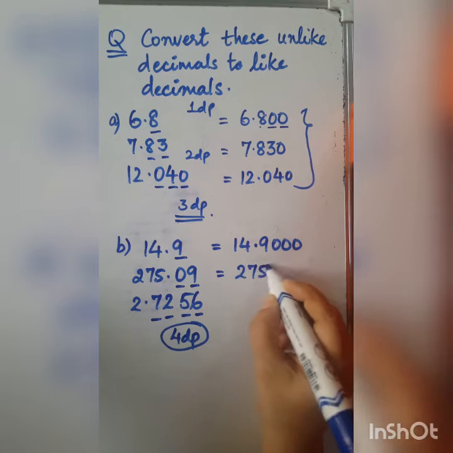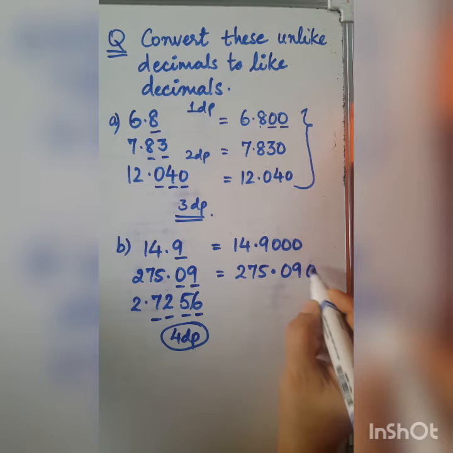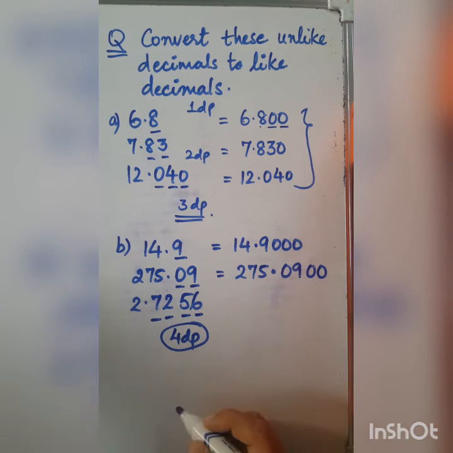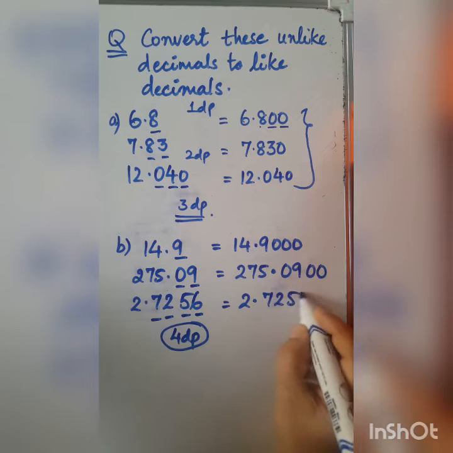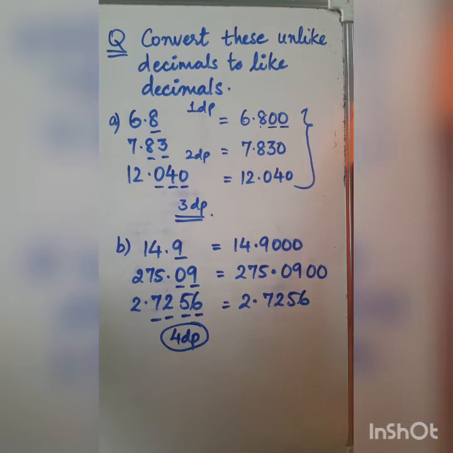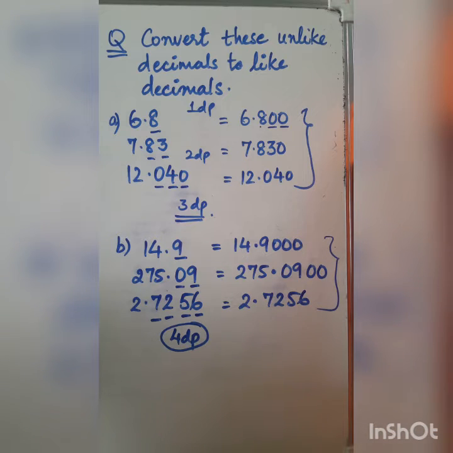Similarly, 275.09, there are 2 decimal places. If I place 2 zeros, they will be 4 decimal places. And this is 7256 already, that is having 4 decimal places. So now these 3 numbers are like decimals. Hope you have understood this concept. So moving on to the next one.